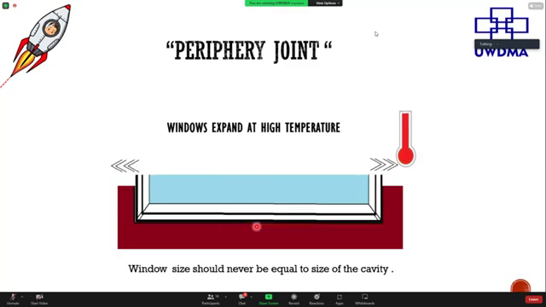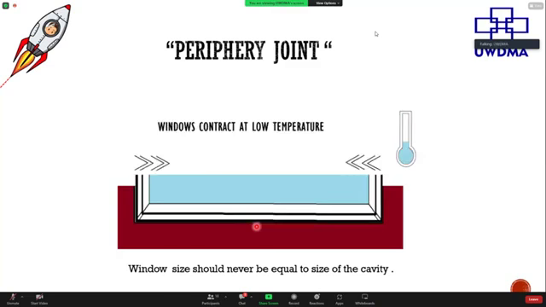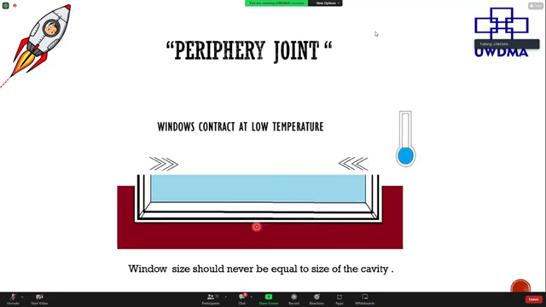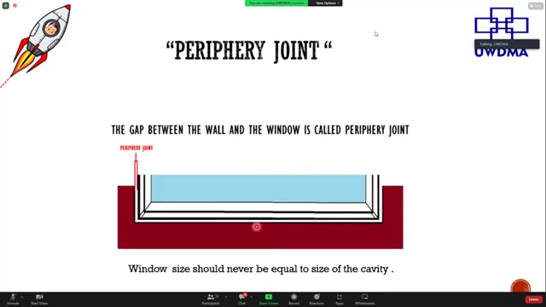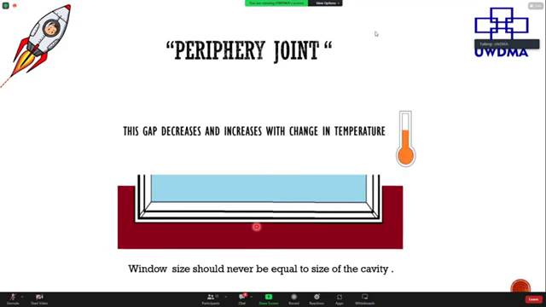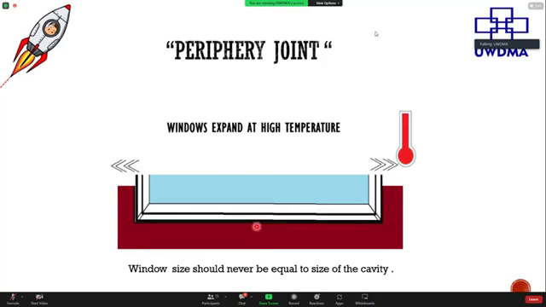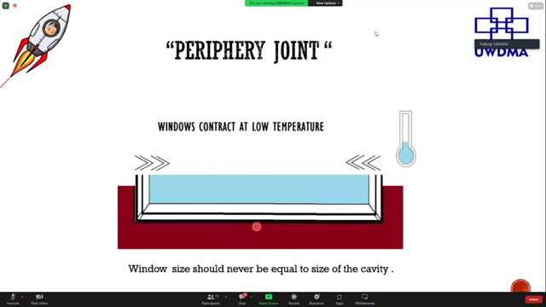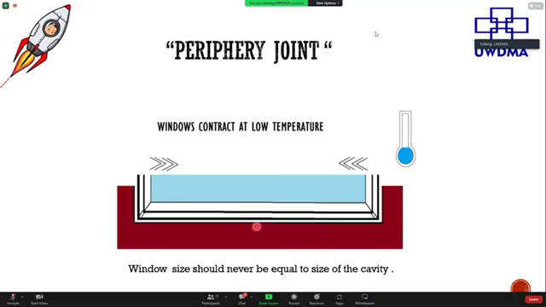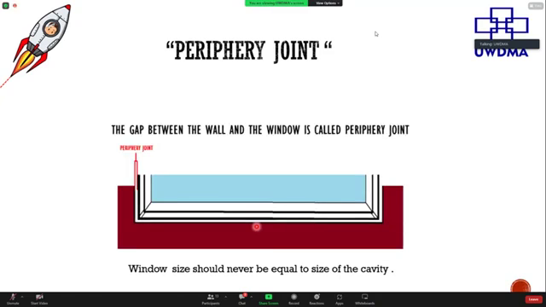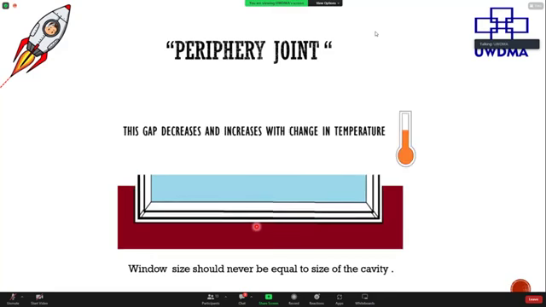Okay, so let me come back to the point. So we need this gap because silicone needs a surface to bind itself. So that's why also. And thirdly, silicone also needs some space for contraction and expansion. If you don't give it proper space, it will crack. So because of these three reasons, we need the space around our window, between the window and the wall.